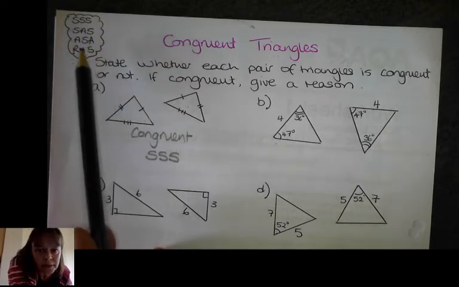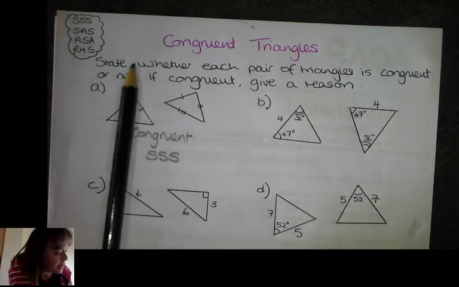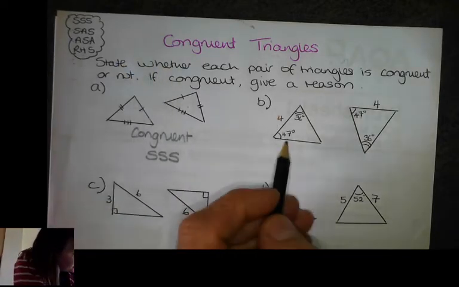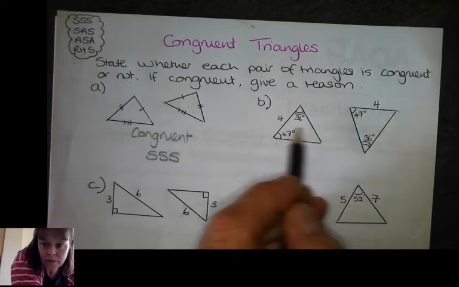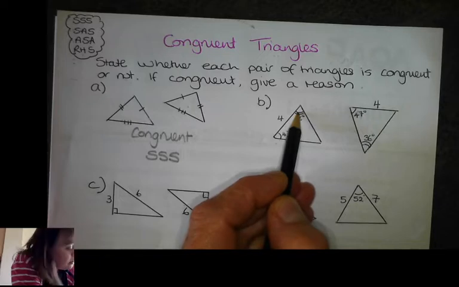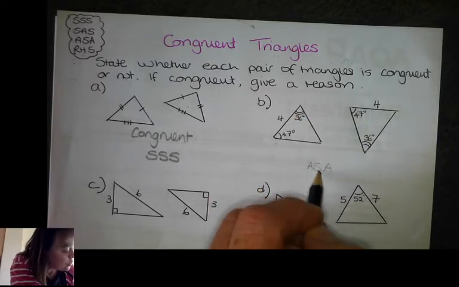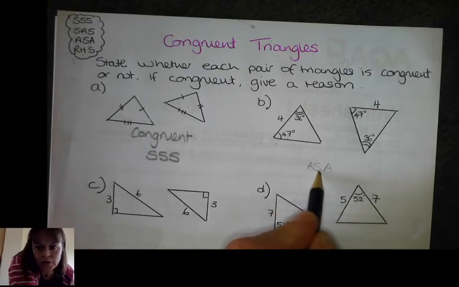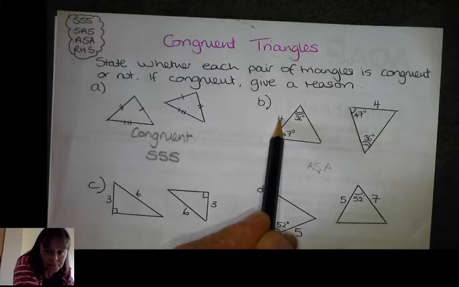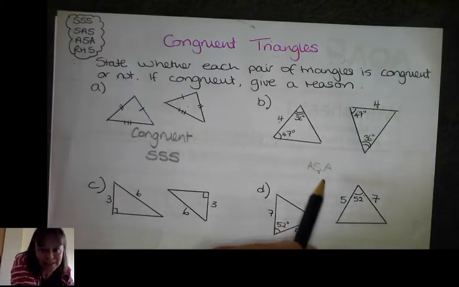So I'm looking at this ASA rule. That was angle, angle, and the side in the right place on the triangle. So let's have a look. I've got a pair of matching angles. Looks good. Got another pair of matching angles. That looks good. So I'm hoping to use ASA. So all I need to do now is check, do I have a matching side? Well, it looks good, doesn't it? Because I've got a 4 here and a 4 here. So I'm thinking, oh yeah, happy days. These are congruent. I'm good to go.